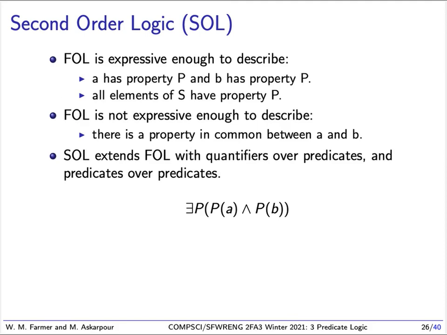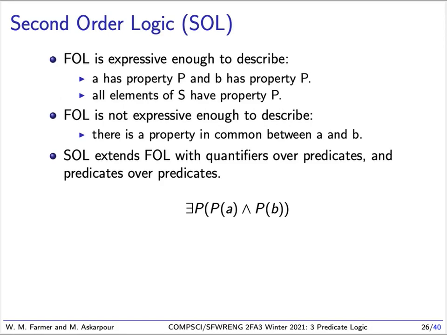We switch from propositional to predicate logic to have more expressiveness. But even predicate logic has some limitations, and that is why we have higher order logics. Second order logic is an extension of FOL that allows for defining quantifiers over predicates. For example, FOL can state that A has property P and B has property P, or all elements of a set S have property P. But it cannot describe that there is a property in common between A and B.